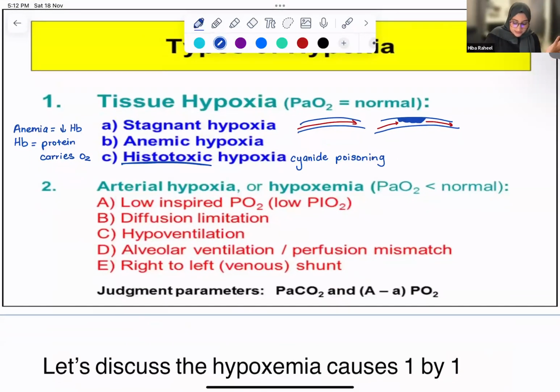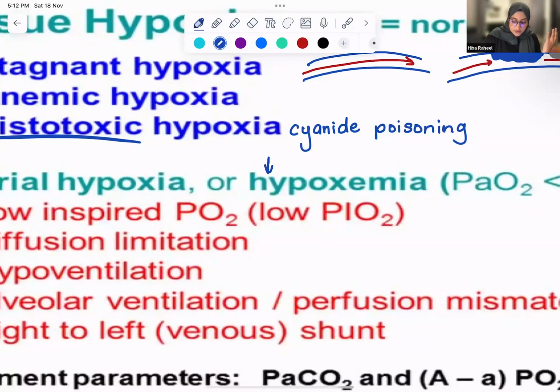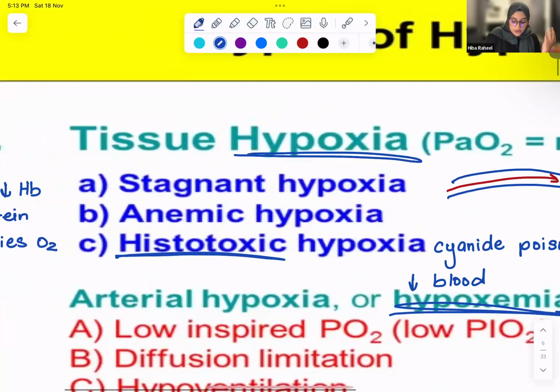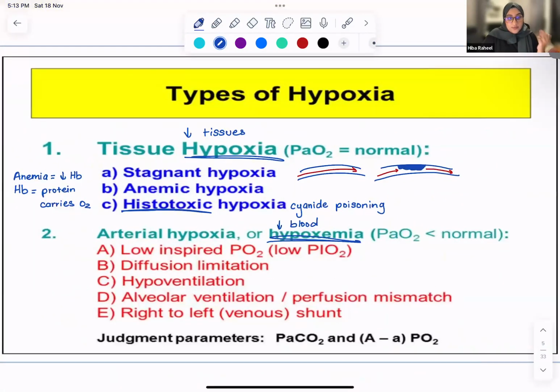Hypoxemia is basically when there is less oxygen in the blood. Okay, hypoxia was when we were talking about less oxygen in tissues. This is a very important differentiation that I want you to maintain. So what are the different types? There are 5 different types that are discussed.